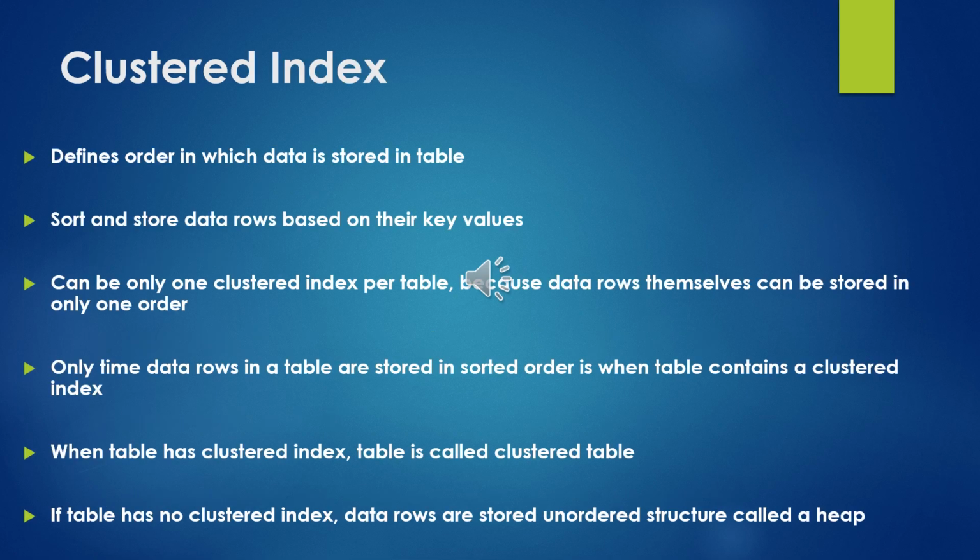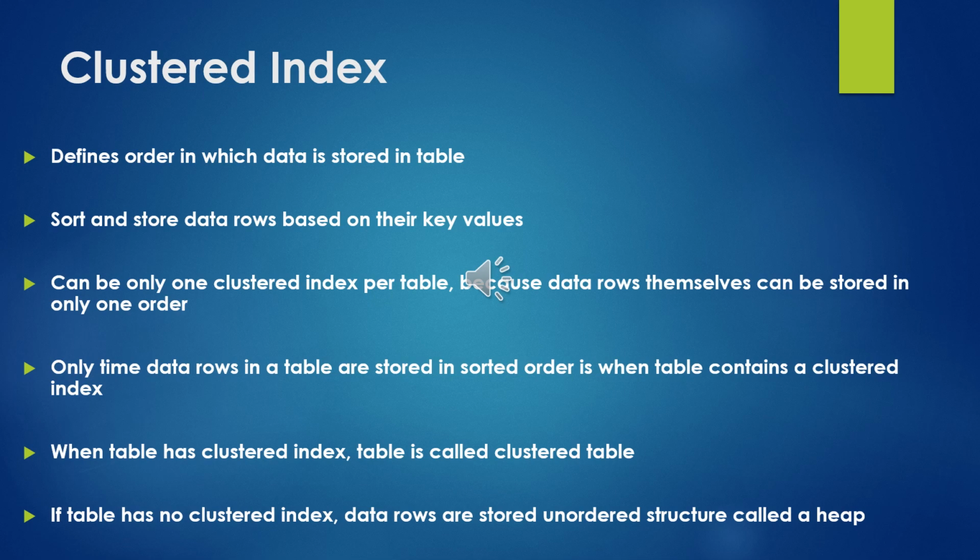A clustered index defines the order in which data is physically stored in a table. Table data can be stored in only one way, therefore there can be only one clustered index per table. In SQL Server, the primary key constraint automatically creates a clustered index on that particular column.